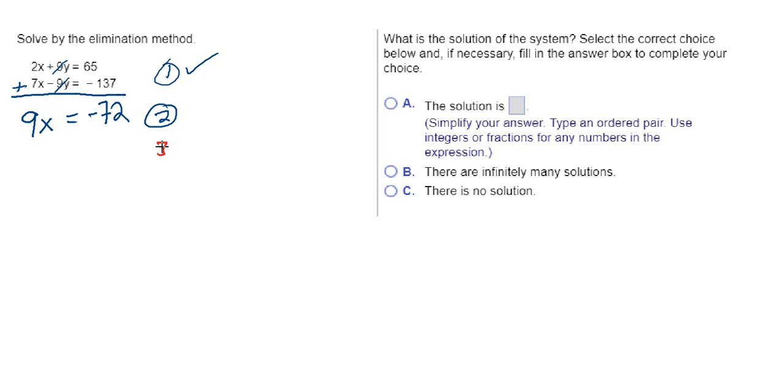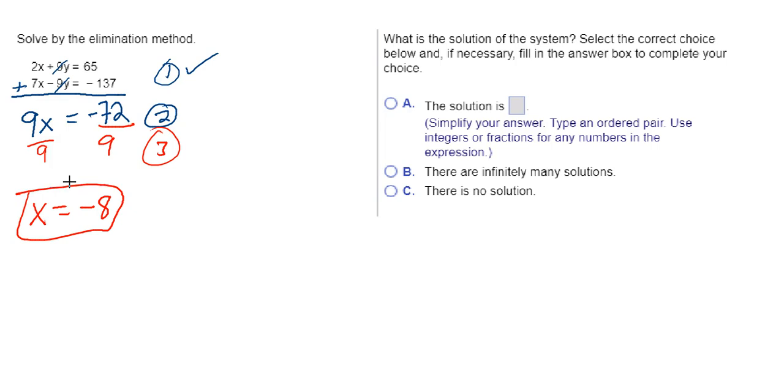And so step 3 is to solve the resulting equation. So this is my resulting equation. The y variable has been eliminated. This is why it's called the elimination method. And now we can solve this equation for x by dividing 9 from both sides. And we get x is equal to negative 8. So we have half of our solution to the system of equations. We need the other half, though. We still need to know what y is equal to.